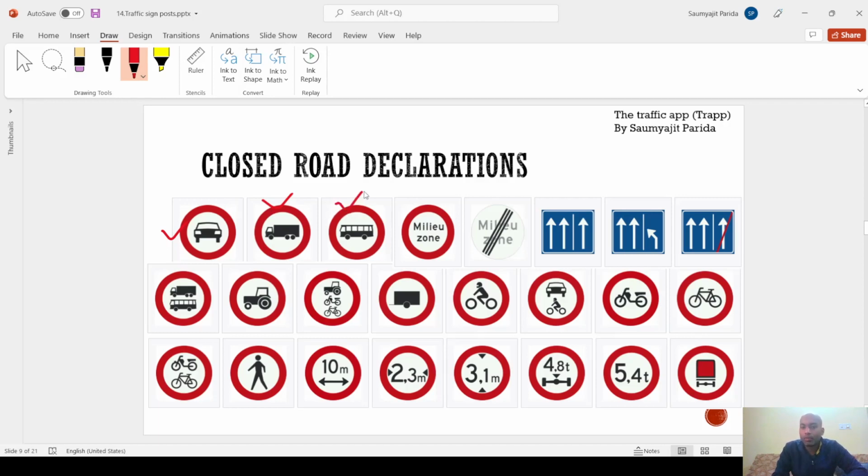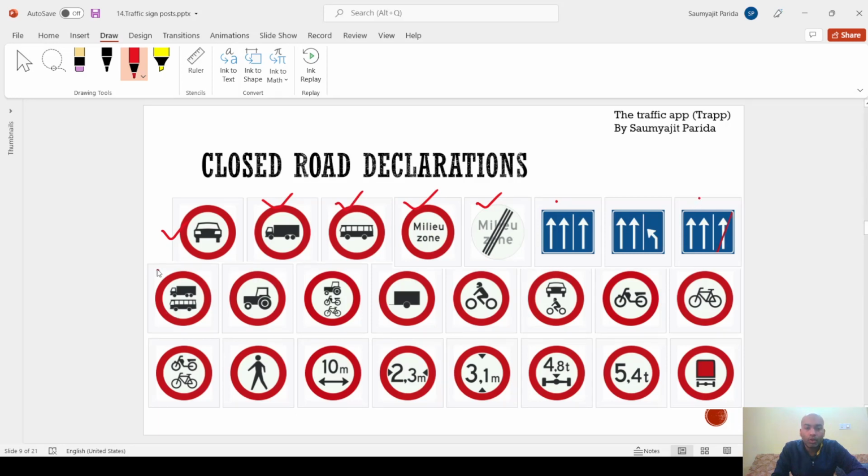The road is closed for buses here. This is an environmental zone here. This is the end of the environmental zone, milieu zone. Here there are two main lanes and one additional lane, an emergency lane. Here the lanes are getting merged into two lanes. Here this lane is closed.